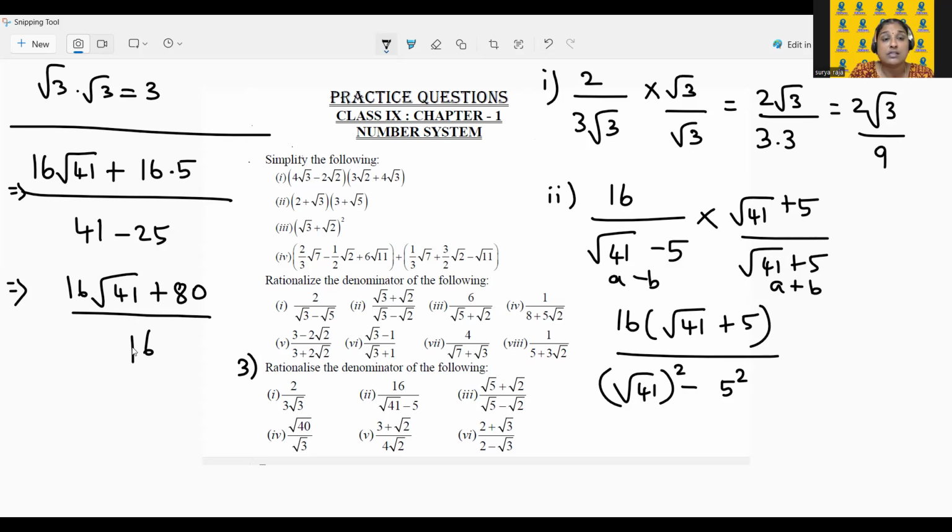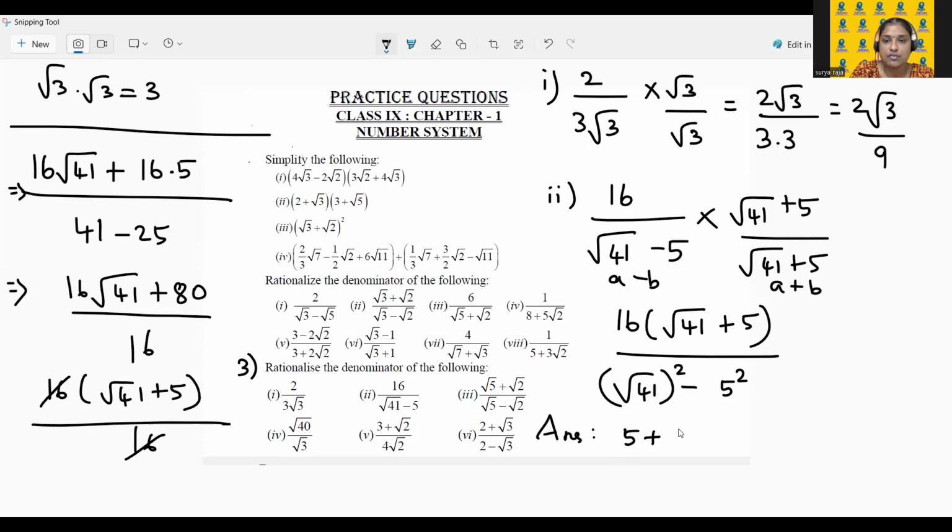See, as you can see, common factor. Now 16 times 5 is nothing but 80. I can move 16 outside, root 41 plus 5 inside, so that I can cancel. So what is the answer? 5 plus root 41 or root 41 plus 5. You can use either 5 plus root 41 or square root of 41 plus 5.